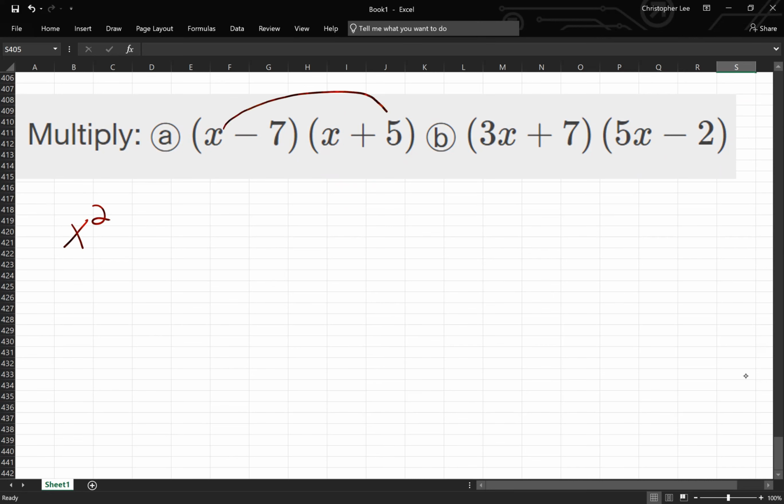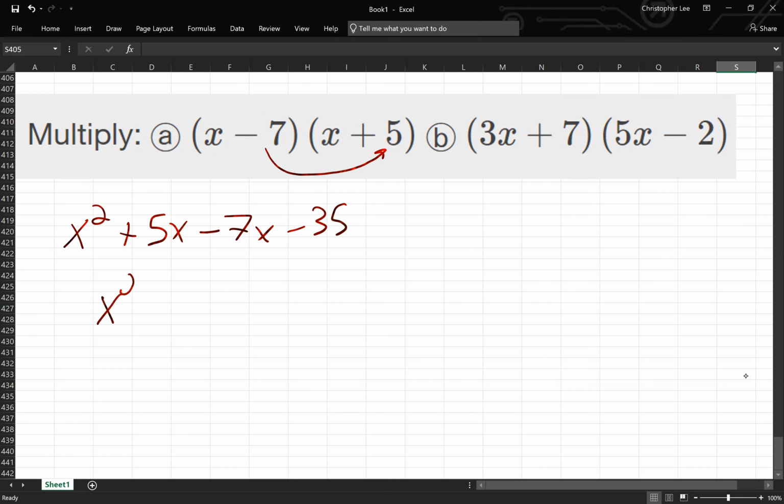Multiply my outer. X times 5, this is plus 5x. Multiply my inner. This is going to be negative 7x. And then last but not least, multiply my last. Negative 7 times 5, that's going to give me a negative 35. Let's combine like terms. I'm going to have x squared minus 2x minus 35.